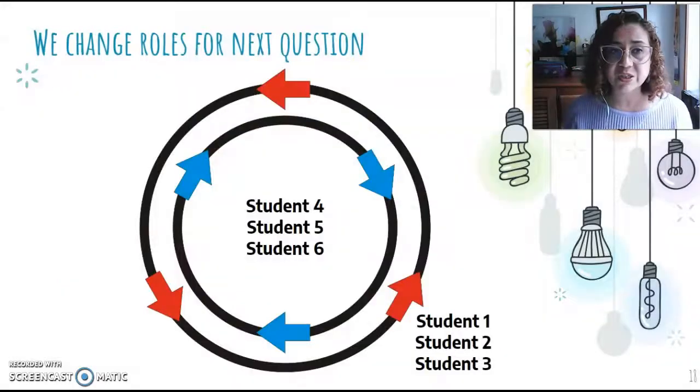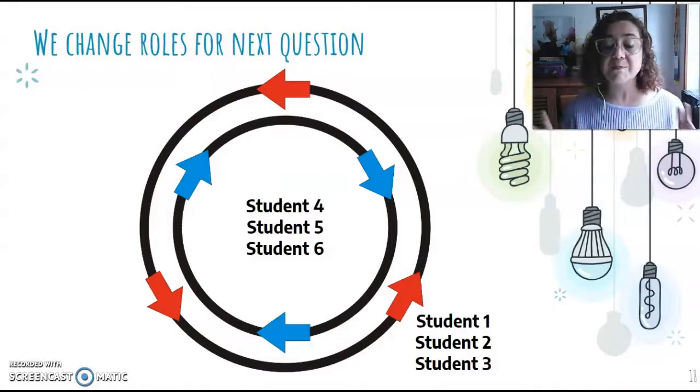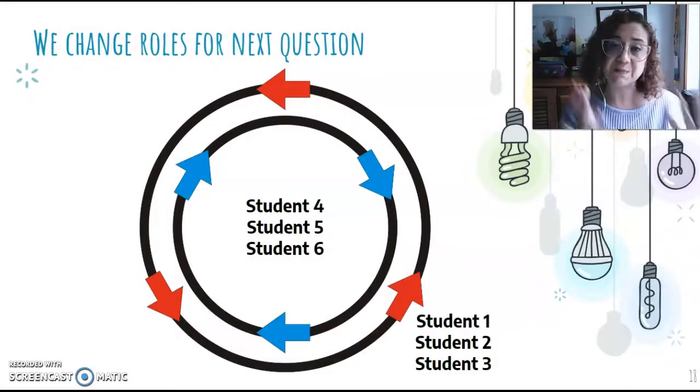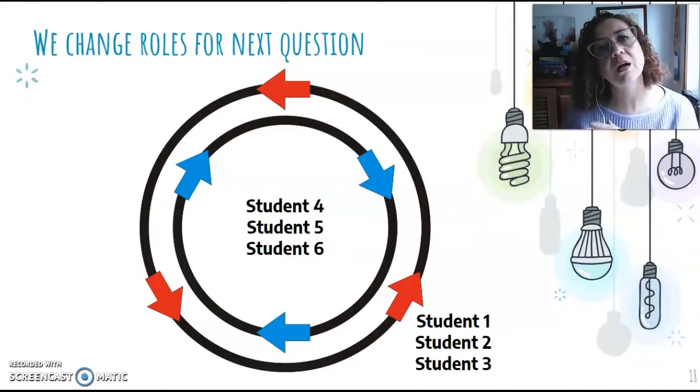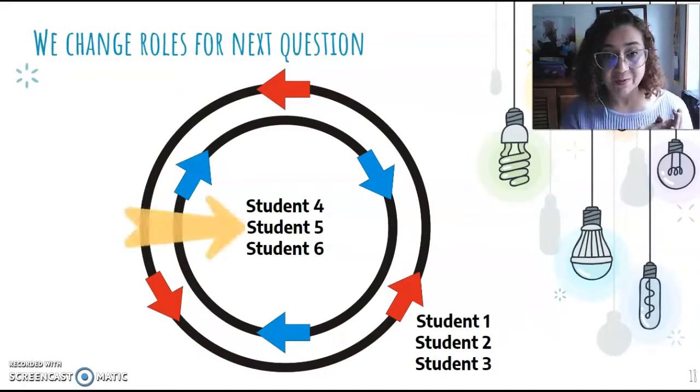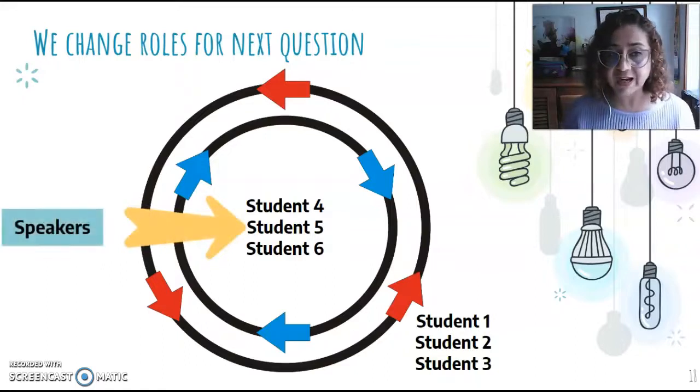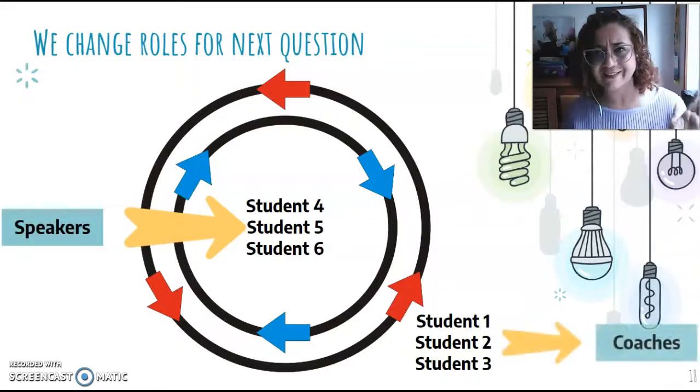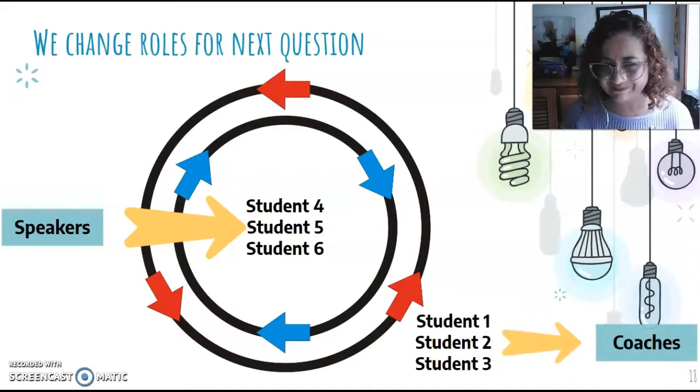And so what we do is then we change roles for the next question, right? So the people who acted as coaches will be speakers now for this new question, and the people who acted as speakers are going to be the coaches of these speakers in this second round. Okay, so the roles change, right? I forgot that I had that little animation there.